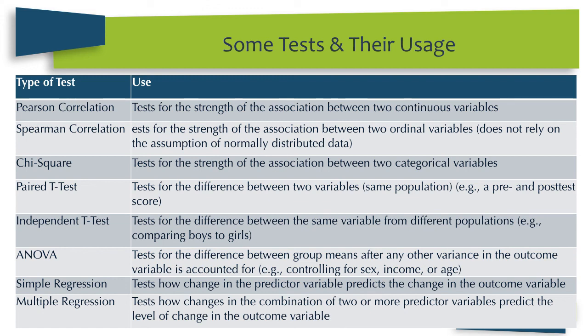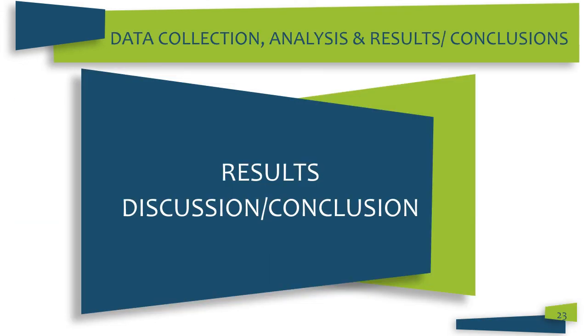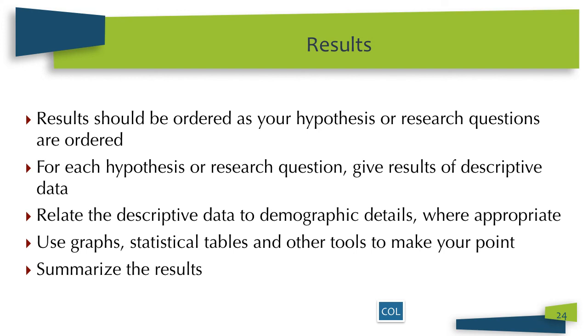Now, finally, results, discussions, and conclusion. Once you've collected and analyzed your data, it is time to come up with the results of your research. The results should be ordered as your research questions or hypotheses are ordered. So for research question number 1, the result should come first, then 2, and then 3. For each hypothesis or research question, you have to give the results of descriptive data. Only putting tables is not enough.